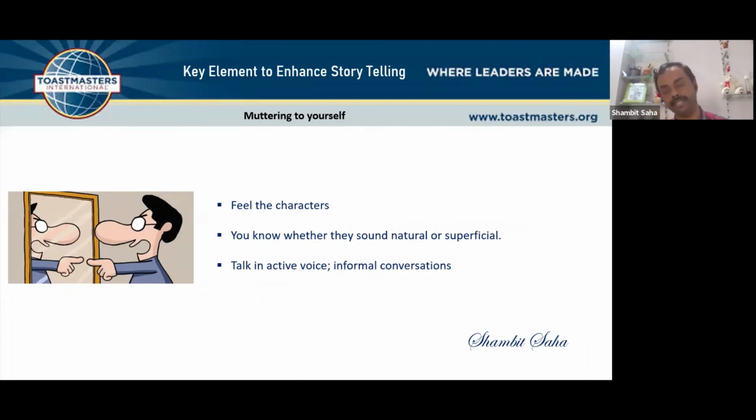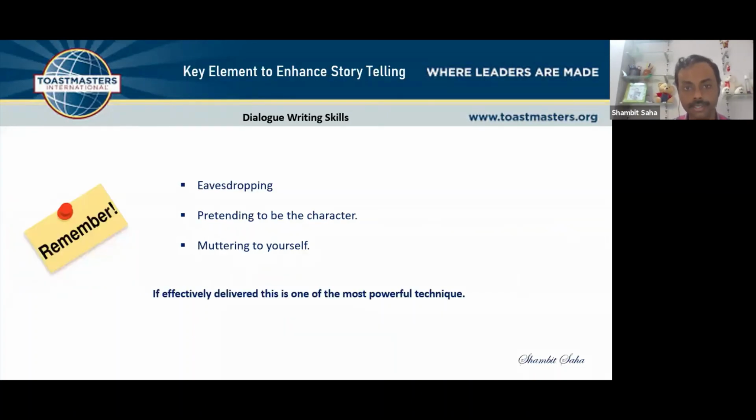I'll tell you what happened. Before I end this, I'll tell you actually what happened in my entire thing. Okay, fine. So anyways, to summarize: eavesdropping, pretending to be the character, and muttering to yourself. And remember that if delivered effectively, dialogue can actually take your stories to another scale.